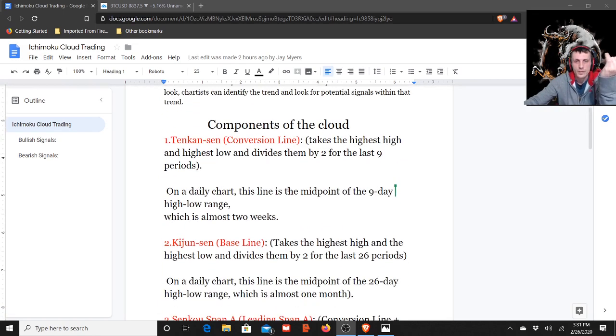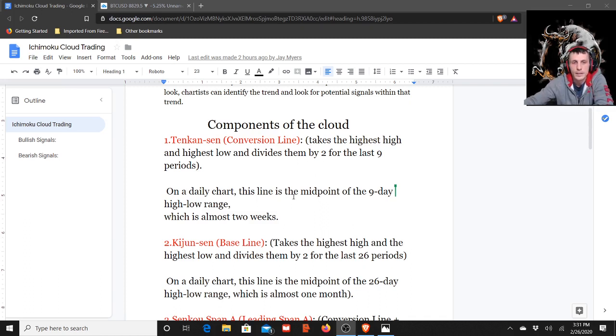So your Tenkan-sen conversion line takes the highest high and the lowest low, divides them by 2, and that is for the last 9 periods. So you can consider that a fast moving average. These are not moving averages, but they act like moving averages. So 9 periods is fast. On a daily chart, this line is the midpoint of the 9-day high-low range, which is almost 2 weeks.